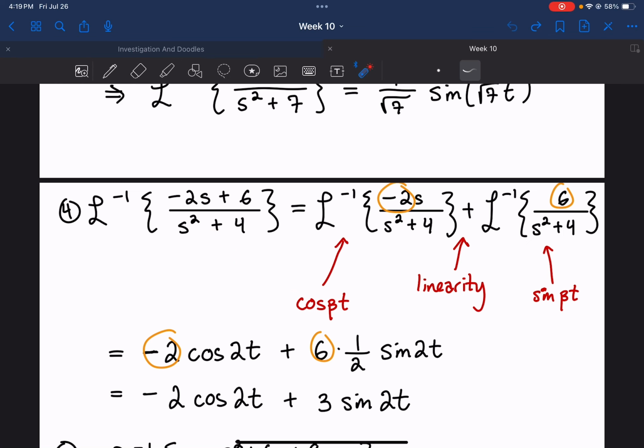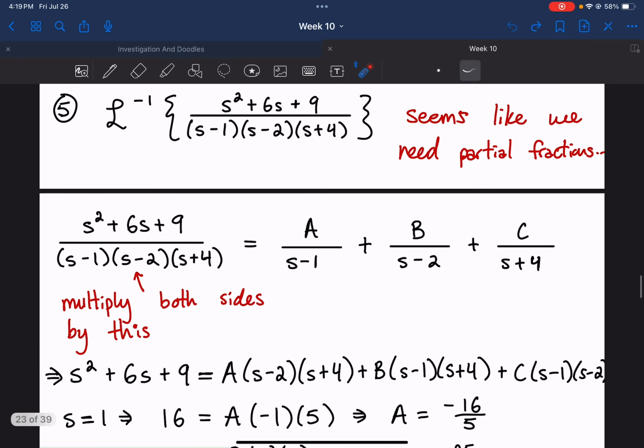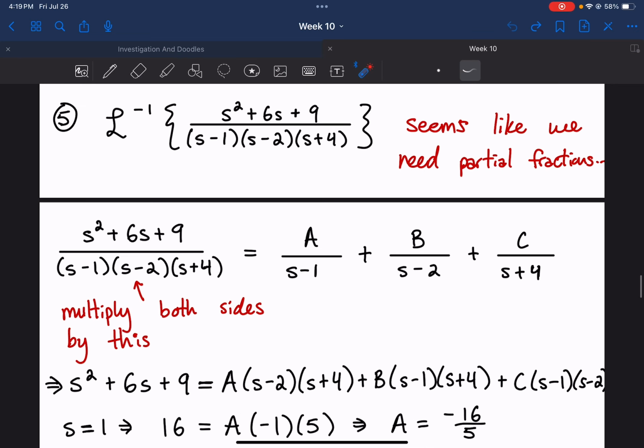However, sometimes you can factor the denominator. So this is a complicated one, right? And it seems like we need to split this up over the denominator. And that's a job for partial fractional decomposition, right? So how do we do partial fractions? Well, we start with s squared plus 6s plus 9 over all 3 terms.